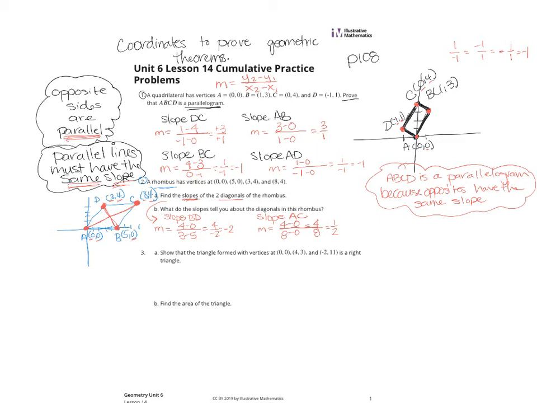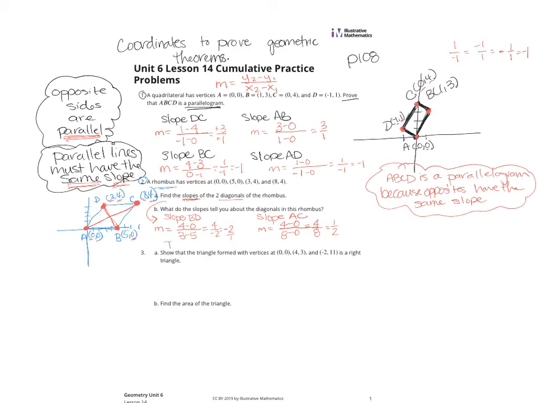One is negative 2, and the other one's a positive 1/2. If I go back to the negative 2 and I write it over 1, now when you're looking at the negative 2 over 1 and the positive 1/2, let's compare them. What are you guys noticing about those two slopes? They're not the same, but do you remember that they are opposite reciprocals?